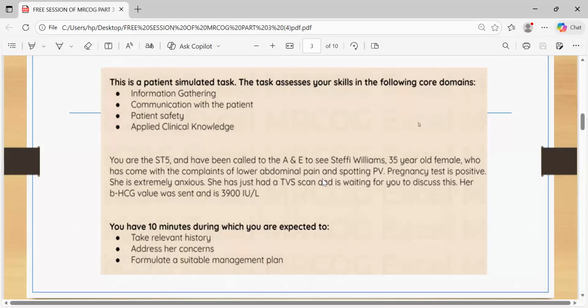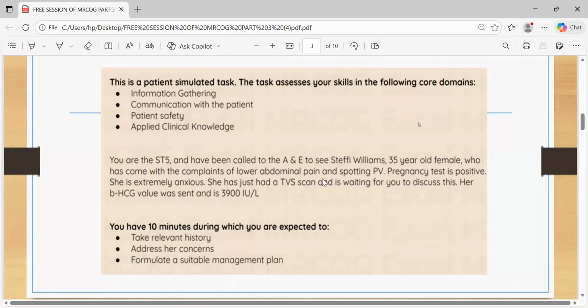Okay, so this is my case number one. First, go through the case and then see how we can go through it. When the station starts, first there is a 2 minute period. The 2 minutes are very important to see what you have to write in it, because it can lead further forward. So this is a simulated patient task. You can write SPT. You have to see which domains are being tested: information gathering, communication with the patient, safety, and applied clinical knowledge. This is very important because sometimes there is no information gathering, and then you don't have to ask for the detailed history.